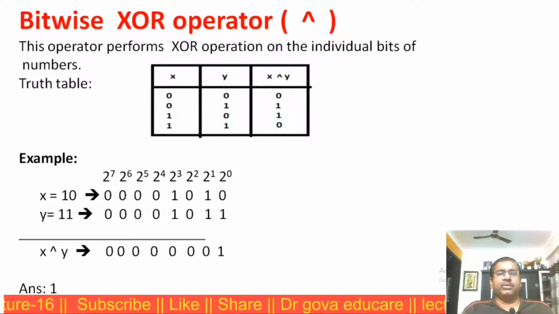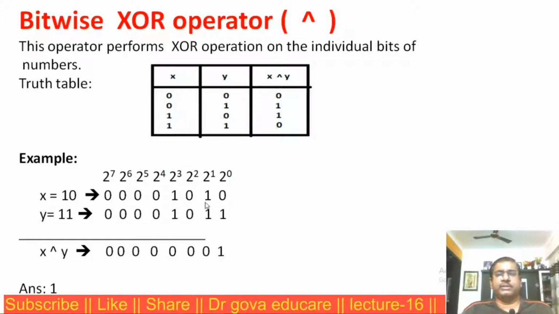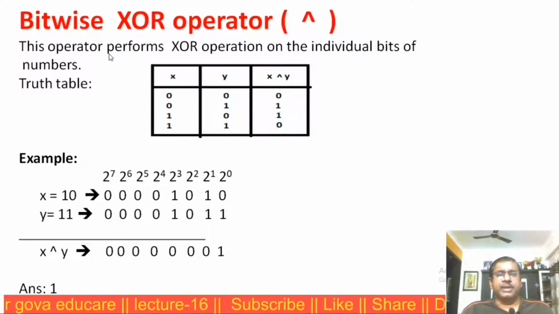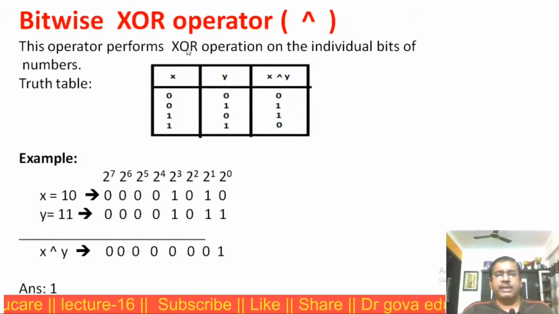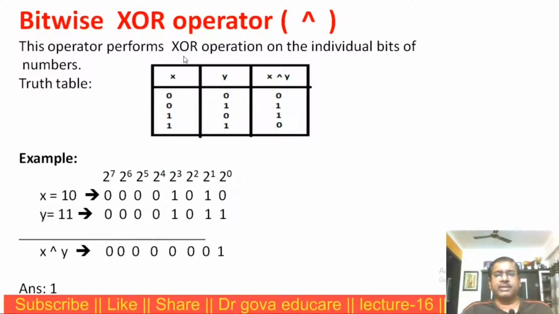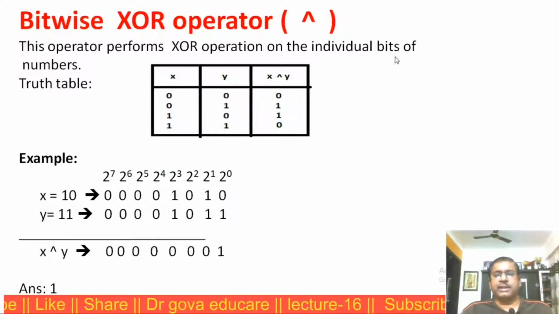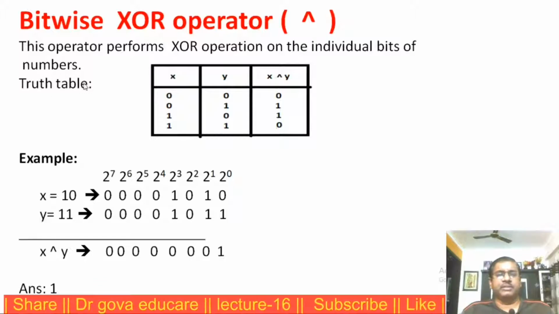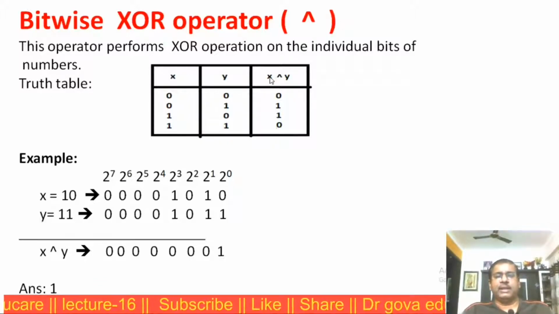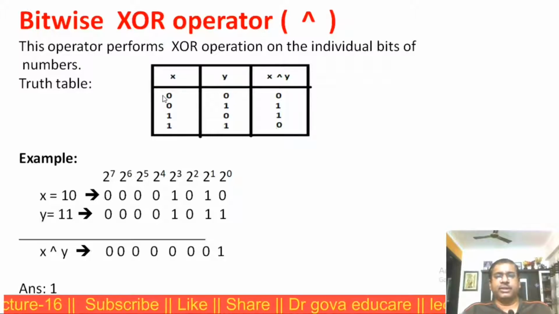Similarly, the exclusive OR operator uses this symbol, the caret symbol. This operator performs XOR, that is, the exclusive OR operation on the individual bits of the numbers. This is the truth table: X, Y, X exclusive OR of Y.